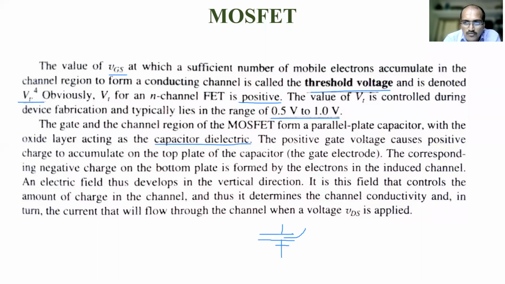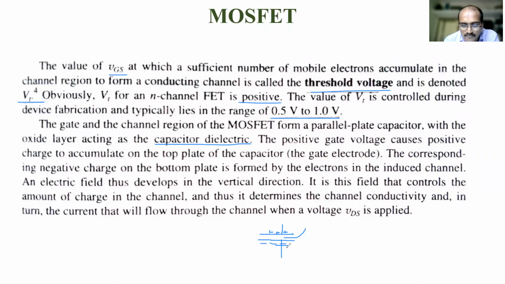Okay, the positive gate voltage we have applied causes positive charge to accumulate on the top plate of the capacitor, that means the gate electrode. So when you apply positive voltage, whatever positive charge was there on this side, in the p-type substrate, is repelled downwards, and in the n plus regions electrons are accumulated near the surface here like this.